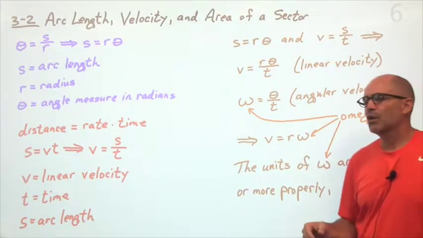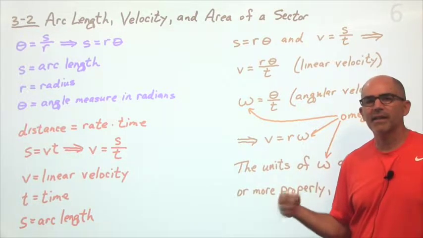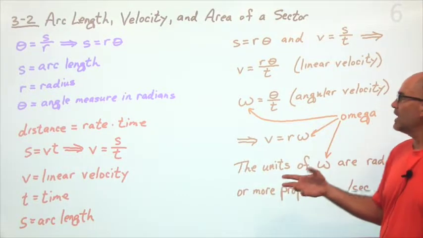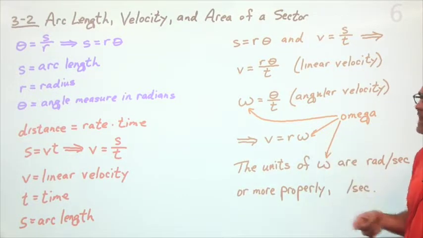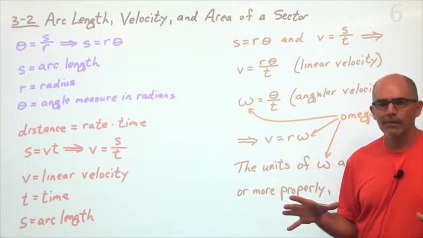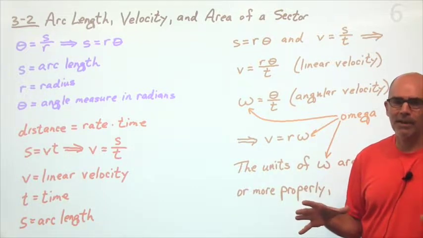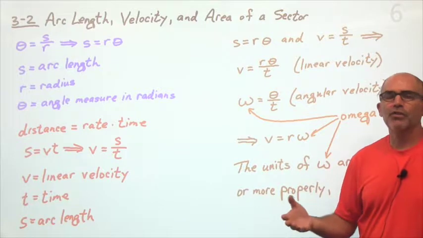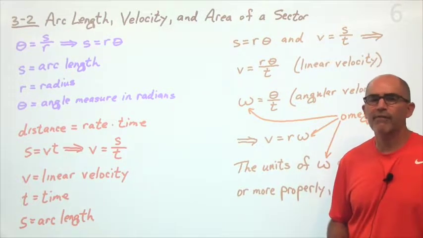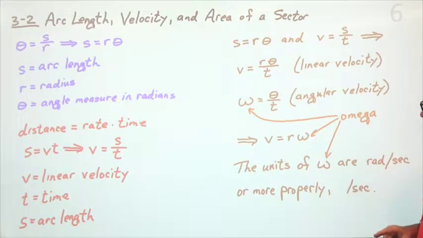So if you have an engine, how fast is your engine spinning? Well, it's in revolutions per minute, RPMs, and you can convert that to radians per second. Or an old vinyl record, way old vinyl record would be 78 RPM. The 33 1/3 RPM is probably the one you're familiar with, or the single would be 45 RPM. So that's your angular velocity.